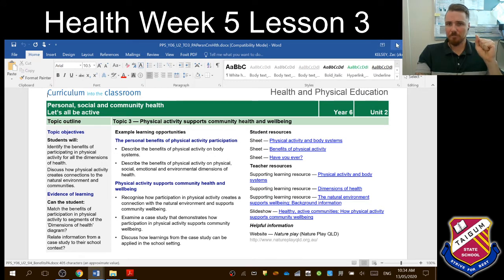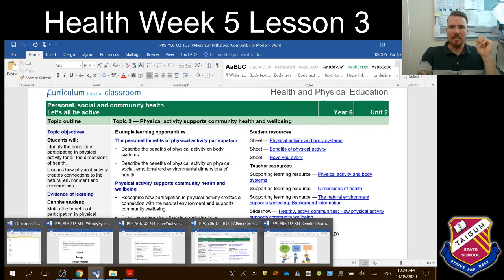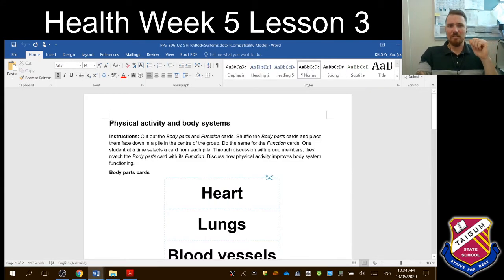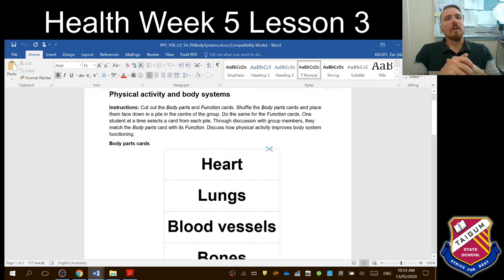So first sheet we're going to look at today is physical activity and body systems. So it says, cut out the body parts and the function cards. Shuffle the body part cards and place them face down in a pile in the center of the group. Now, you're doing this yourself. Do the same for the function cards. One student at a time selects a card from each pile. Through discussion with group members, they match the body part with its function. Discuss how physical activity improves body system functioning.